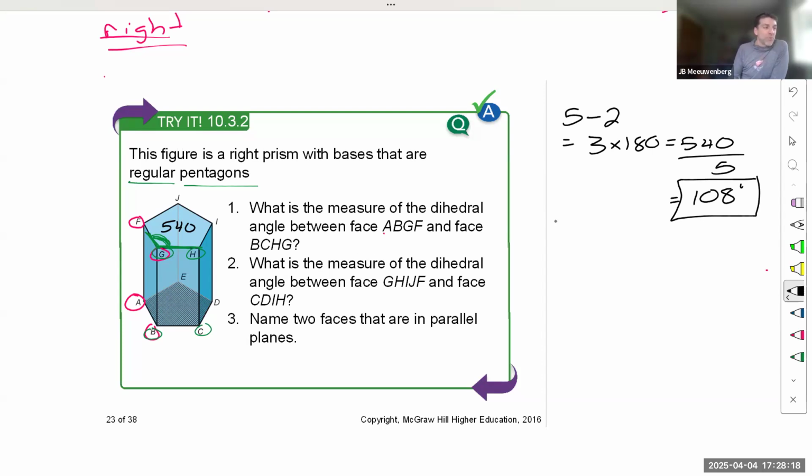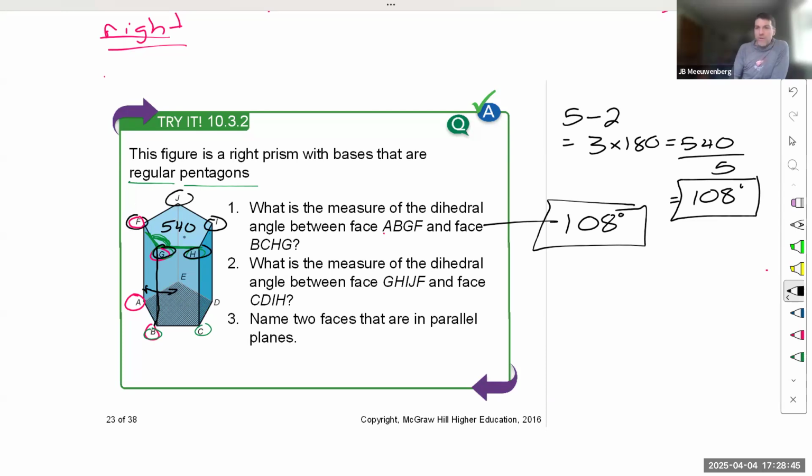So for question number 1, that is the measure of the dihedral angle along this entire line between those two faces. They would meet at a 108-degree angle. Question number 2, what's the measure of the dihedral angle between face GHIJF? Where's that? GHIJF.